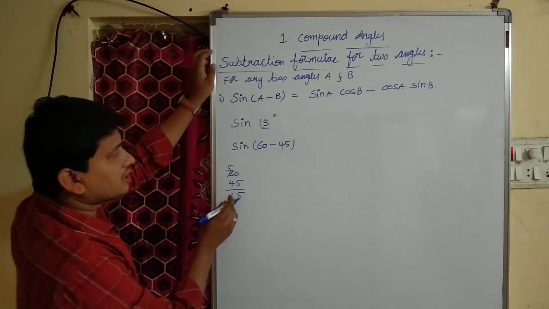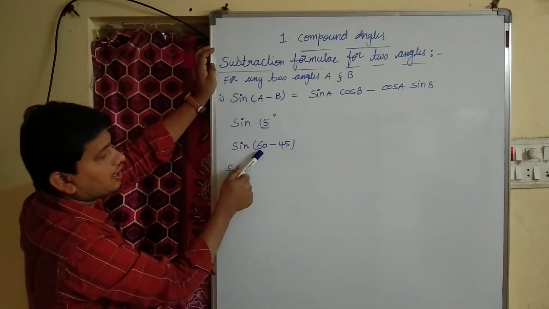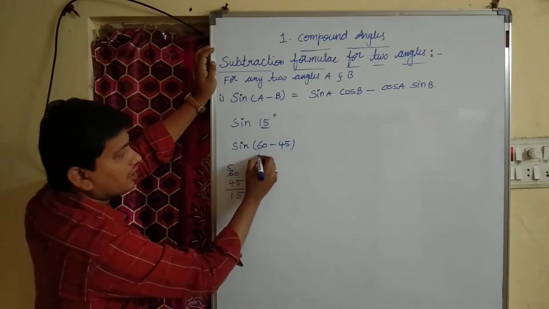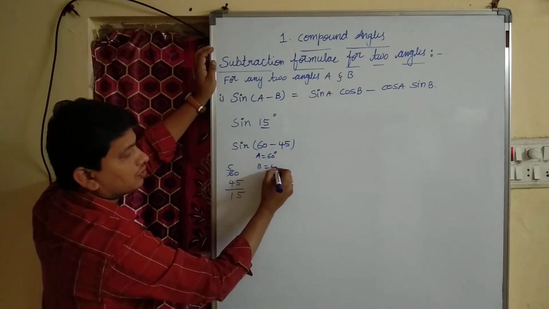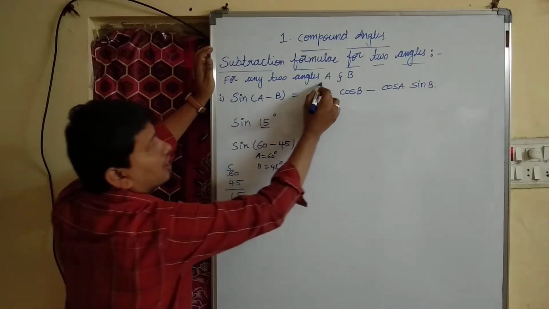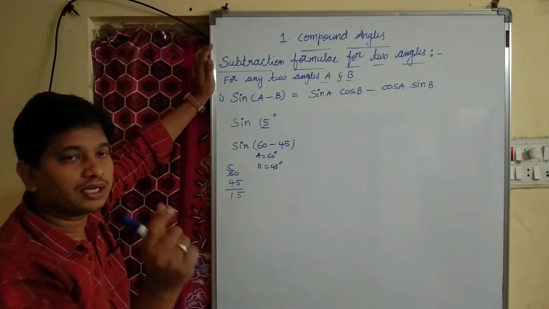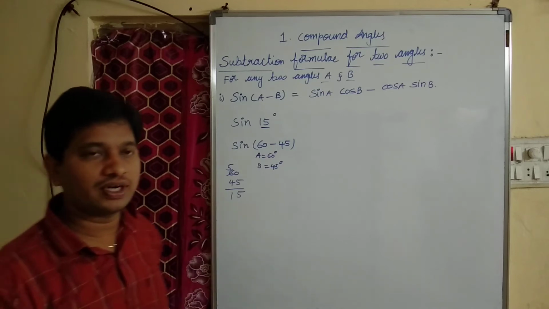Now if you observe this, it is in the form of sin(A minus B). Here what is the value of A? Here A equals 60 degrees and B equals 45 degrees. They are the two angles. For any two angles A and B, here A is 60 degrees and B is 45 degrees.